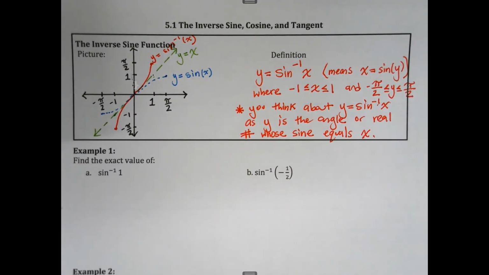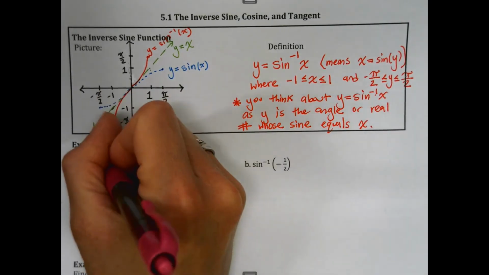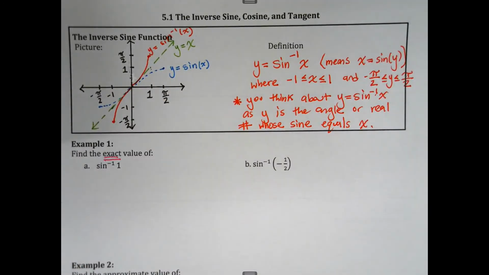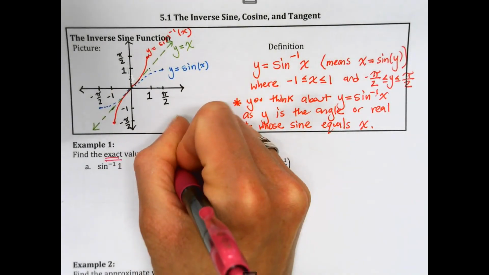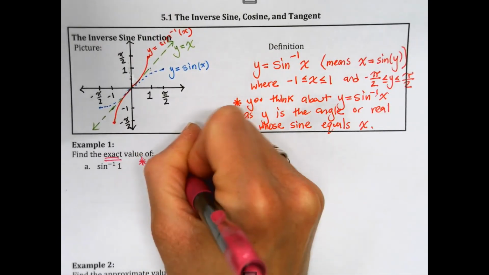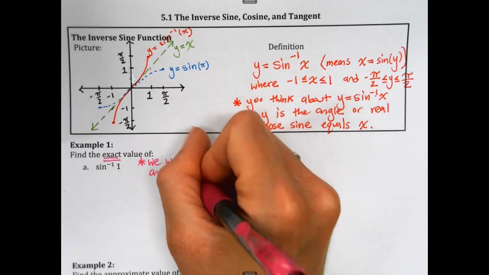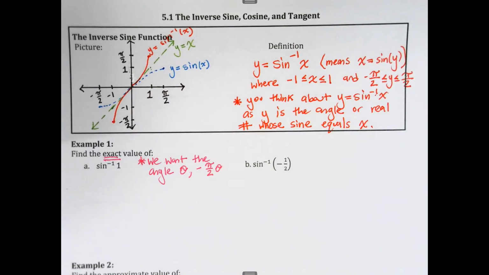So let's look at an example to help us understand this a little better. We want to find the exact value of the inverse sine of 1. So notice here it says exact value. What do we want when we think about this? We want the angle theta, or the real number, on the interval from negative pi over 2 to positive pi over 2.